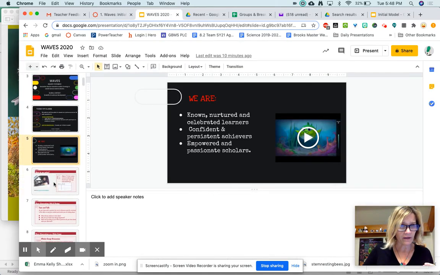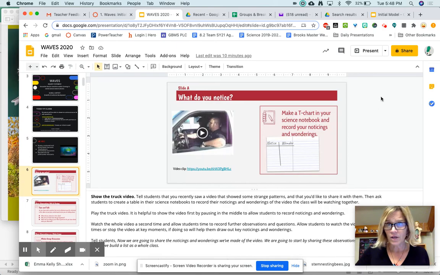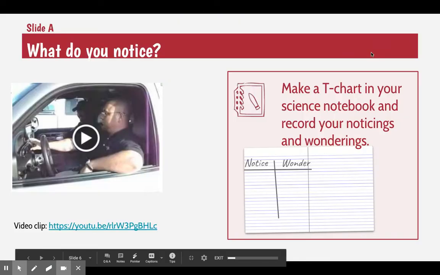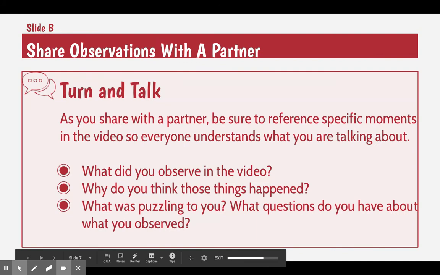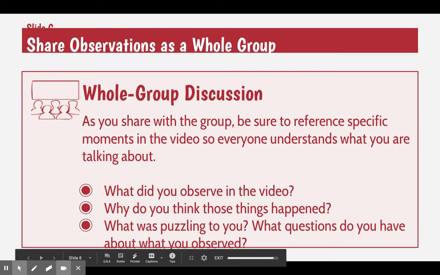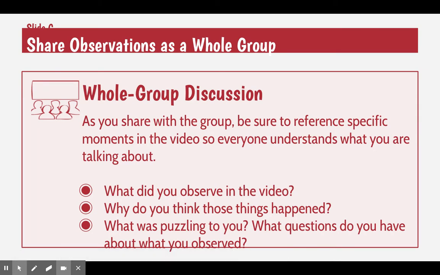So right here, I'll show you in your notebook, you want to record notices and wonderings like this. Make a T-chart. Notice and wonder. Okay, then think about this. Really think about what did you observe in the video? Why did that happen? And what was puzzling to you? And then we'll talk about it as a whole group. Okay, again, same questions.